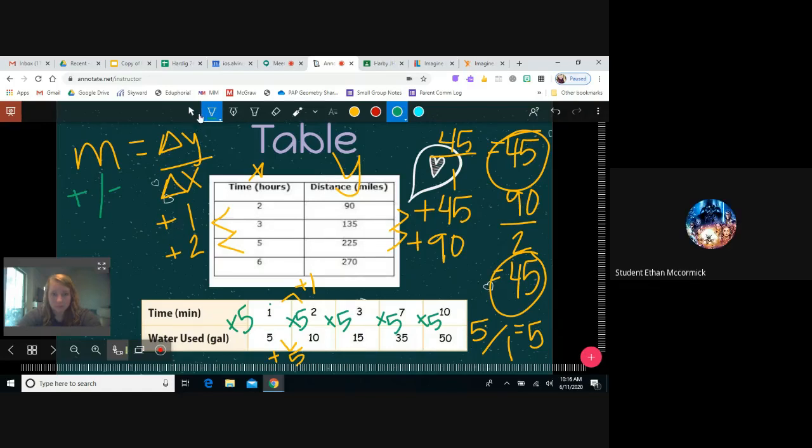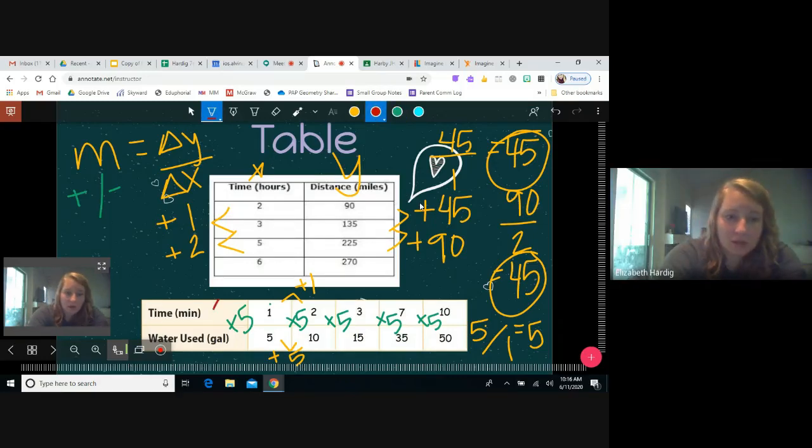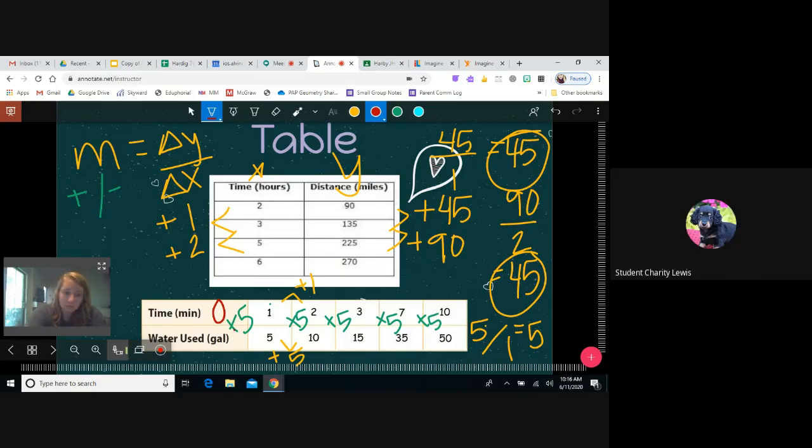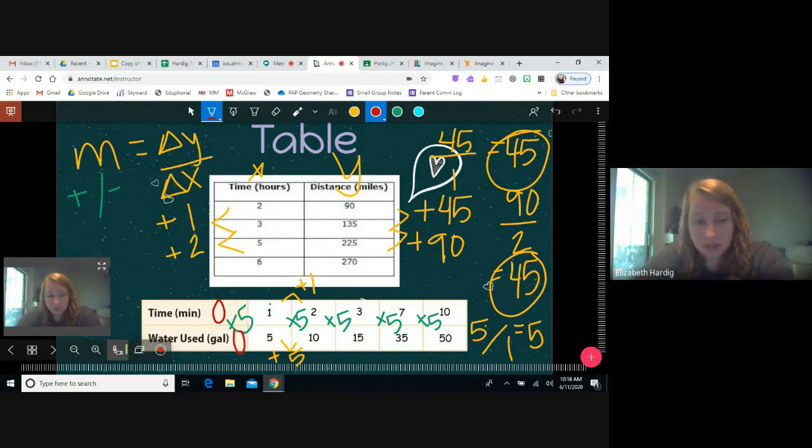No, but it's not 0 and 0, so it wouldn't be the origin. It doesn't start at the origin. Well, let's think. If I have 0 minutes, how much water did I use? Oh, 0, so it is proportional. So even though you didn't see the 0, 0 in the table, it is still that proportional relationship because this is multiplicative.